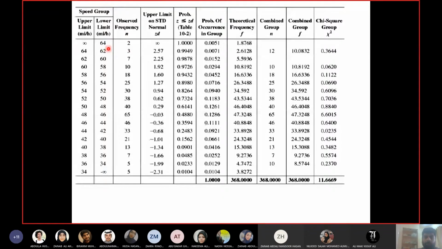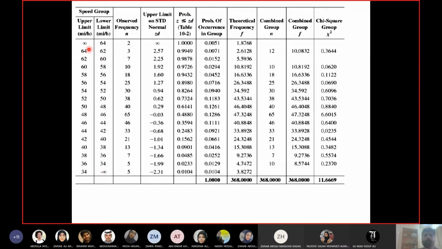So the highest speed group was basically 66 to 68, I think. So I removed that. Then the next one was 64 to 66, which is there. Then the next one is 62 to 64 and so on. So you go from the highest speed group which has a value to the lowest speed group which has a value, in descending order. So the highest will be at the top, the lowest will be at the bottom.